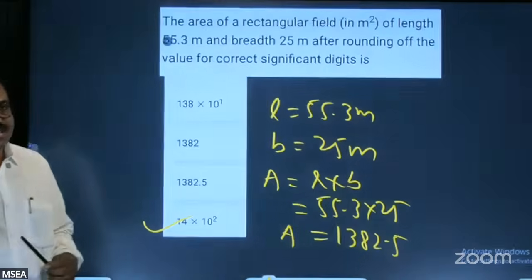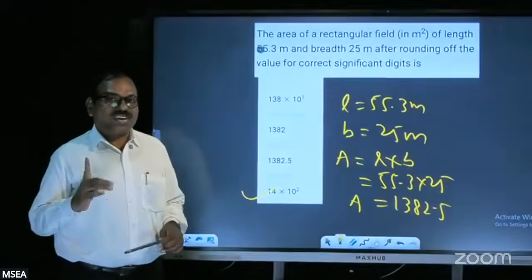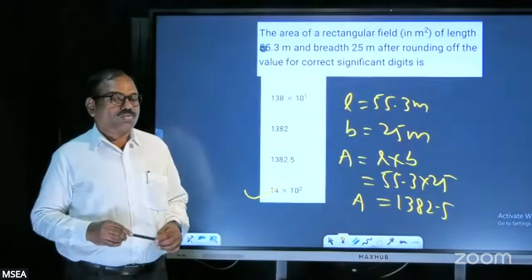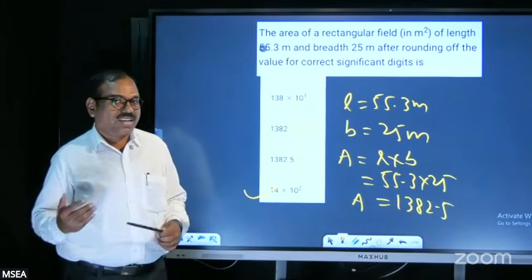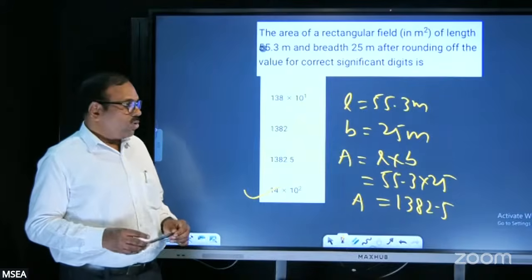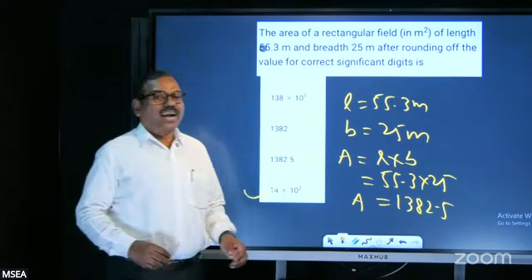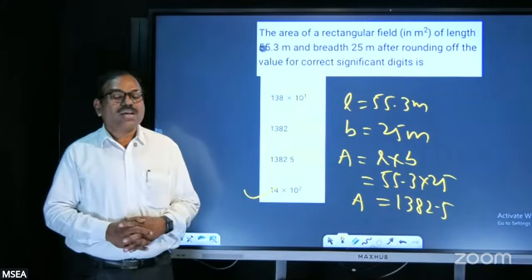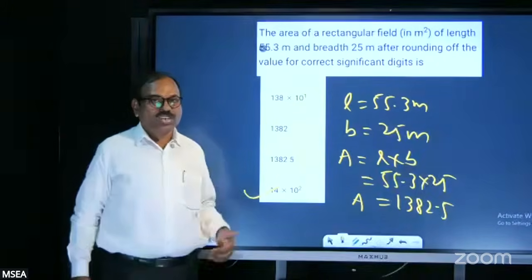This way you can do this chapter easily, and definitely we get 2 questions: one from units and dimensions, and one from errors or significant figures. So concentrate on these chapters, it is easy to get marks. All the best. We will discuss another new chapter tomorrow.